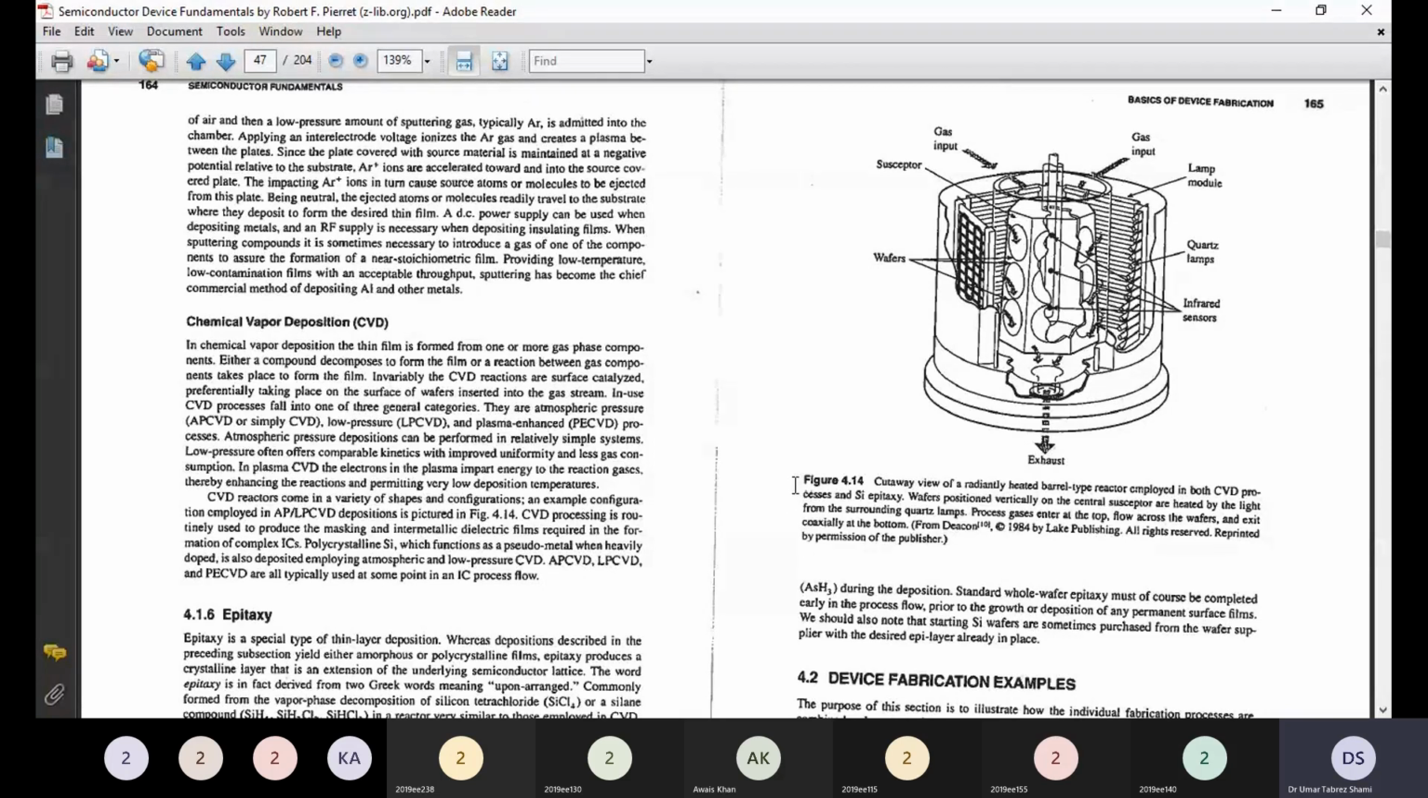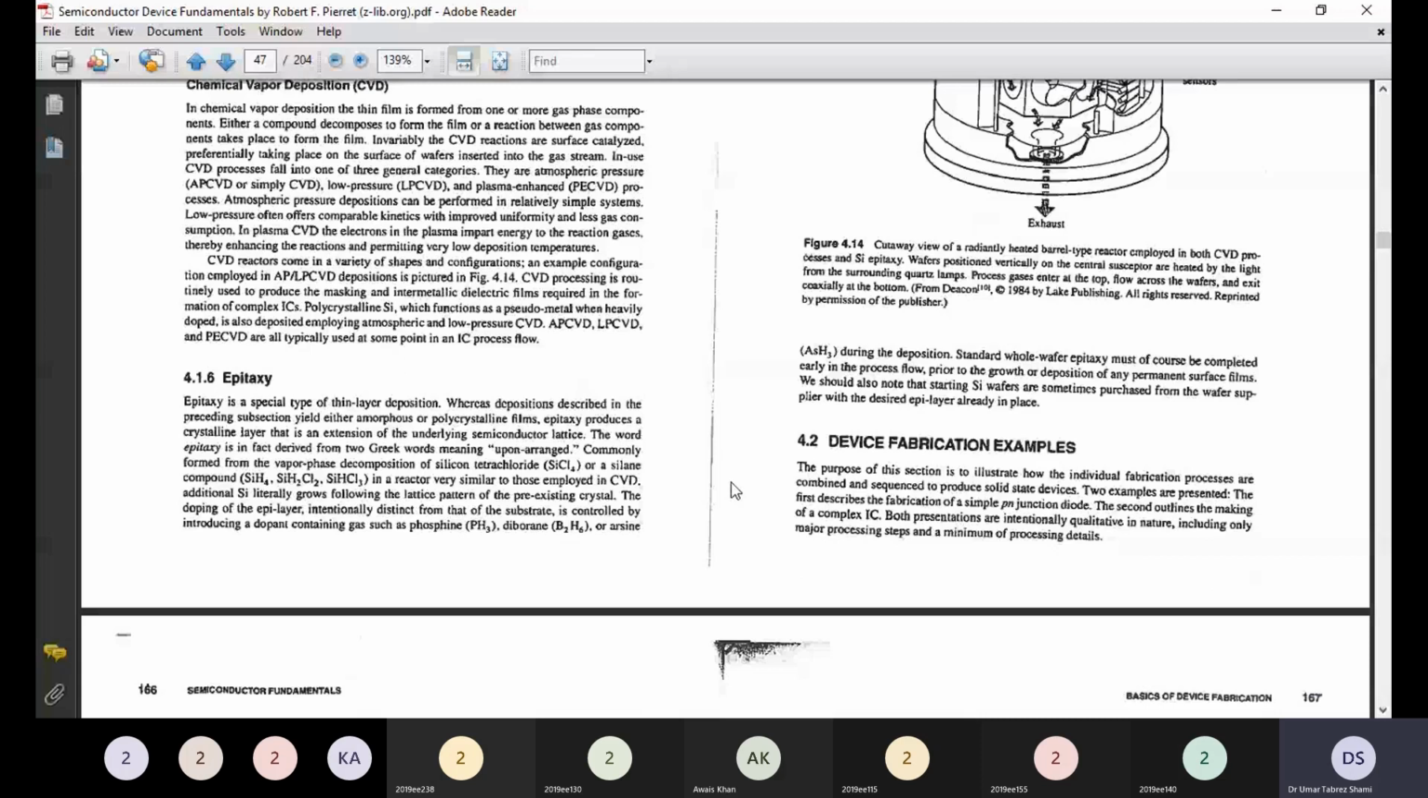Polycrystalline silicon, which functions as a pseudo metal and is heavily doped, is deposited employing atmospheric and low pressure chemical vapor deposition. The atmospheric pressure chemical vapor deposition, also called APCVD, low pressure CVD, and the plasma enhanced CVD are all typically used at some point in an IC process flow. So these are the three techniques for thin film deposition.